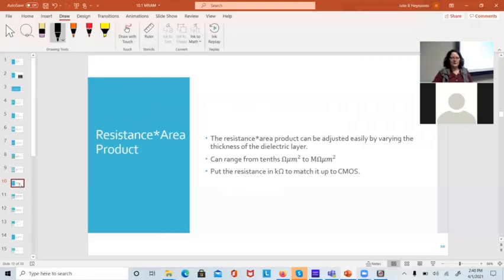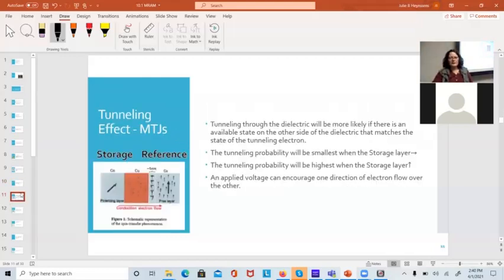And we have something that will work well with CMOS that way. So here's the tunneling effect. Tunneling through the dielectric is more likely if there's an available state on the other side that matches the state of the tunneling electron.